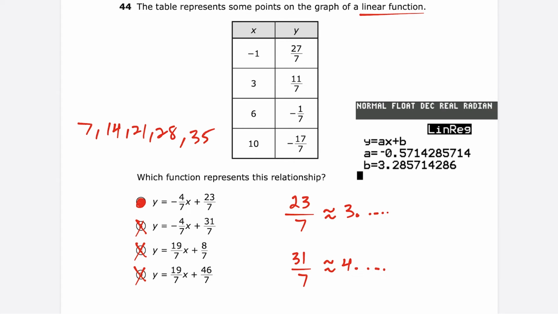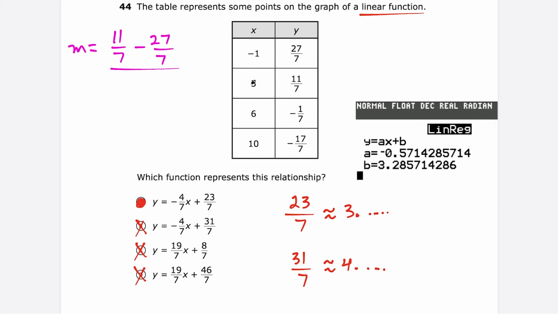Now, for a question like this, if you want to do it by hand, you would have to find the slope by hand. We could start by finding the difference of any pair of y values and then dividing by the difference of their corresponding x values. So here, let's say I do 11 over 7 minus 27 over 7, and then I divide by 3 minus negative 1. I'm basically just using the x1, y1, x2, y2 formula, doing y2 minus y1 and dividing by x2 minus x1.